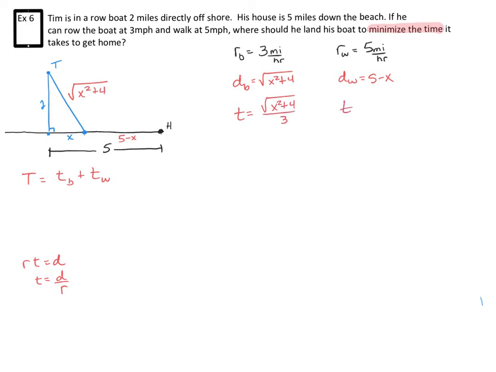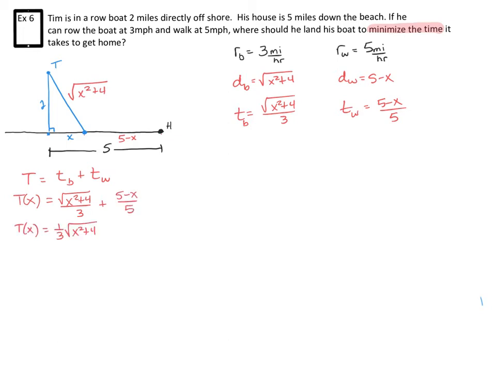And that's the time in the boat. The time walking is going to be (5 minus x) divided by 5. And so my total time, now I'm going to write it as a function of x, T(x), is going to be the time in the boat, which is the square root of (x squared plus 4) over 3, plus the time walking, which is (5 minus x) over 5.